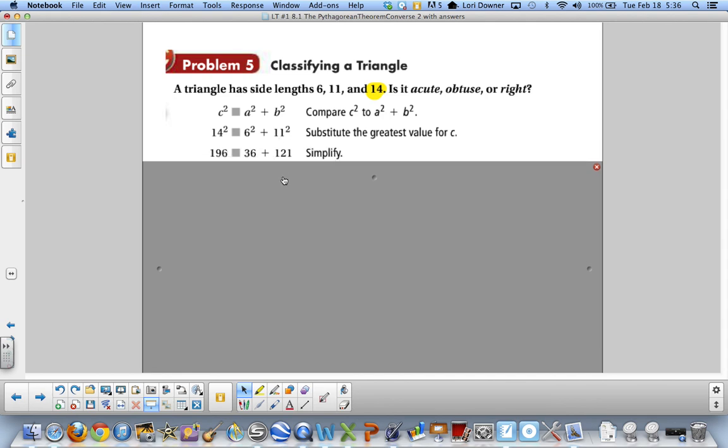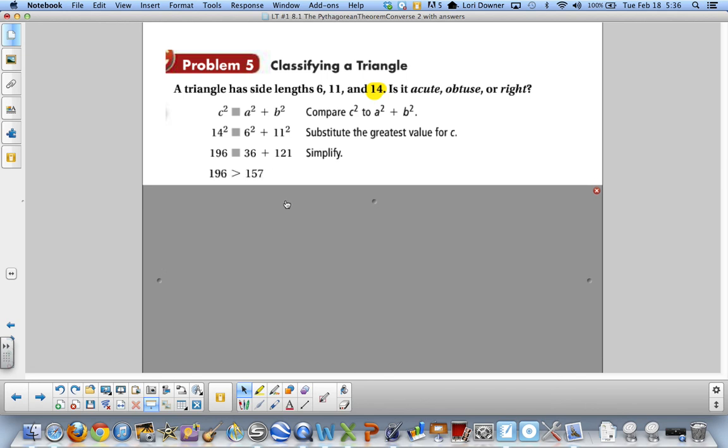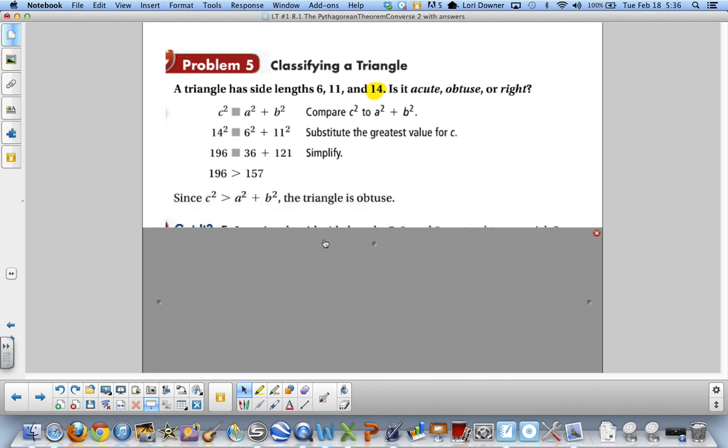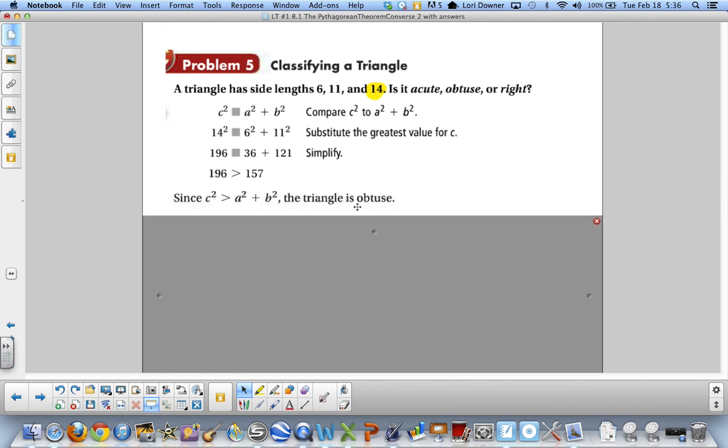I'm going to simplify these guys. 14 squared is 196, 6 squared is 36, and 11 squared is 121. And I see that 196 is greater than 157. That tells me that my C squared is greater than the sum of my legs squared. And because of that, it must be an obtuse triangle. Because if it were equal, it would be a right triangle. But C squared is greater than A squared plus B squared, so it's obtuse.